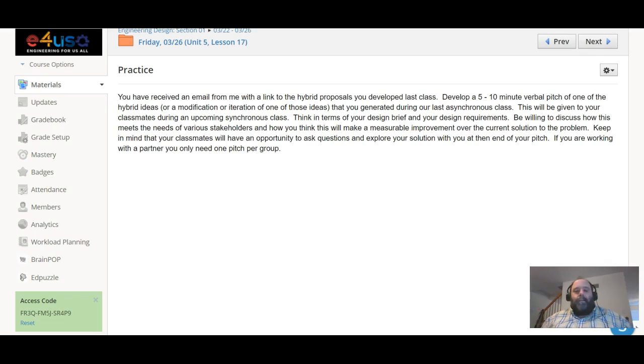And then think in terms of how this will make a measurable improvement over the current solutions. So remember, your stakeholders always have a solution to the problem. It's just oftentimes not a good one. So how do you see that your idea is going to be a measurable improvement over this? And a key word there is measurable.